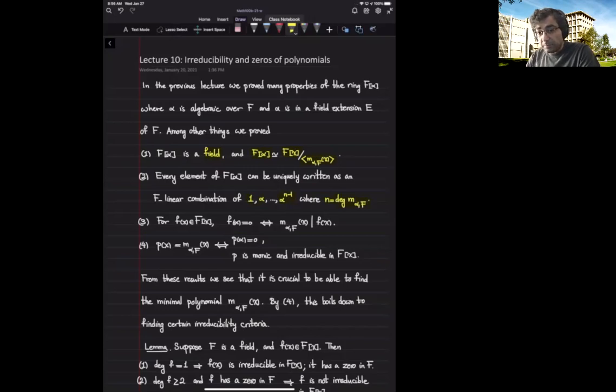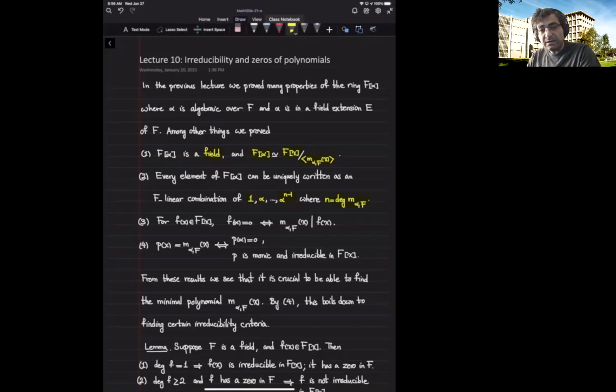So what is the minimal polynomial again? This is the smallest polynomial with coefficients inside F that has alpha as a 0. What do we mean by the smallest? So definitely we can say the smallest degree among non-zero polynomials that have alpha as a 0.